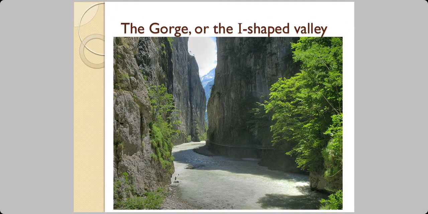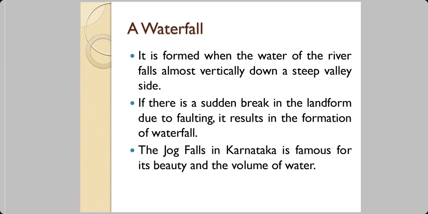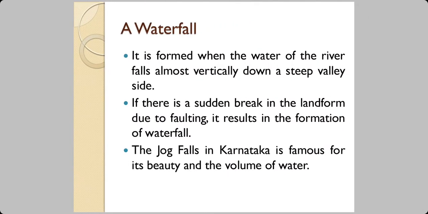Here is another example. Again, you notice the steep sides of the rocks on both sides. Now, a waterfall is formed when the water of the river falls almost vertically down a steep valley side, and if there is a sudden break in the landform due to faulting. Now, this faulting, this term you have seen in your previous chapter. If there is a sudden break in the landform due to faulting, it results in formation of waterfalls.